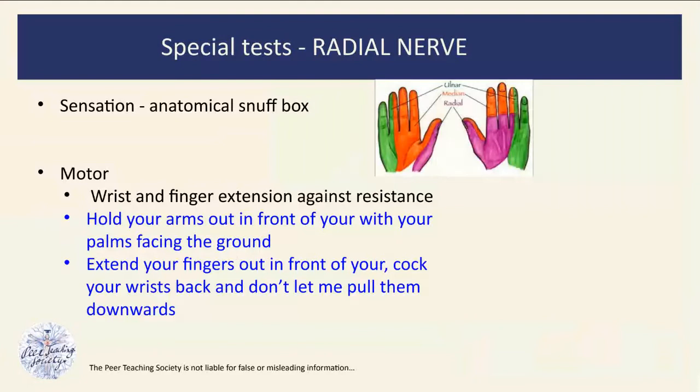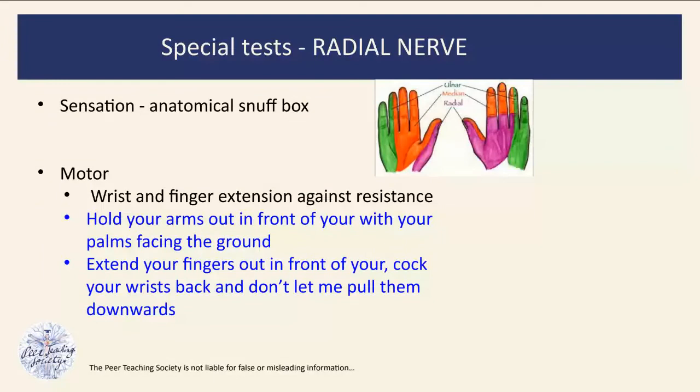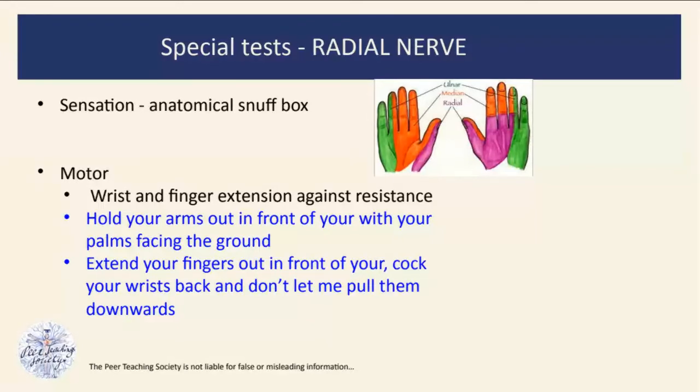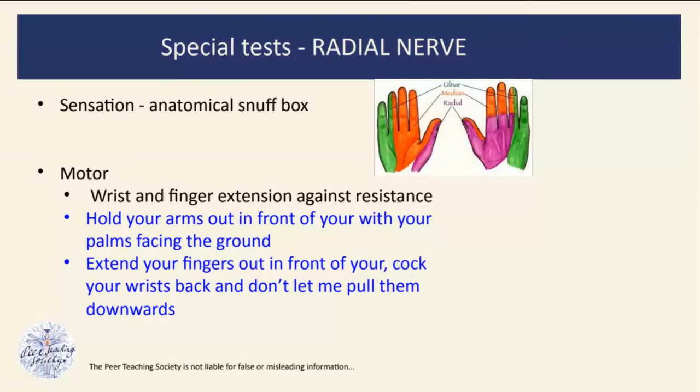Okay, and then the radial nerve. You're testing their sensation around the anatomical snuffbox. That's around there, or the web space here. Both do the same thing. And then that's how you test their motor. Ask them to hold their arms out in front of you with their palms facing the ground, extend their fingers out, cock their wrist back, and don't let me push them downwards.